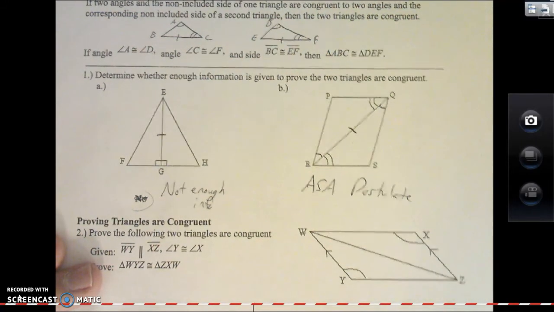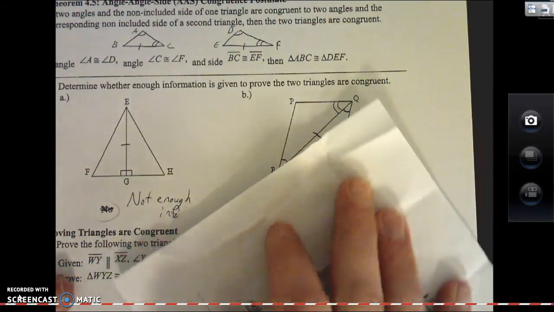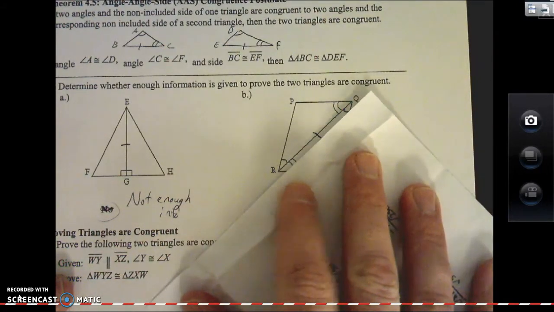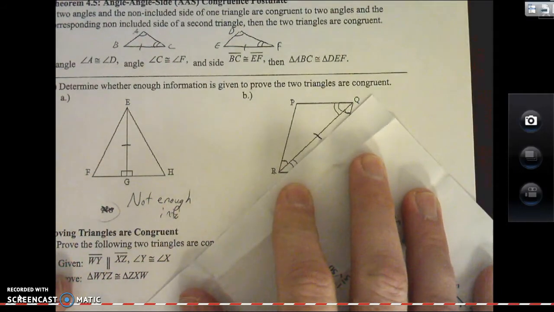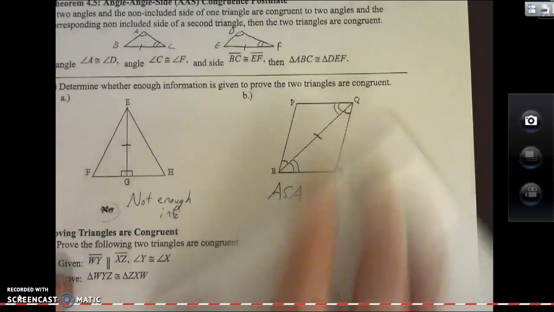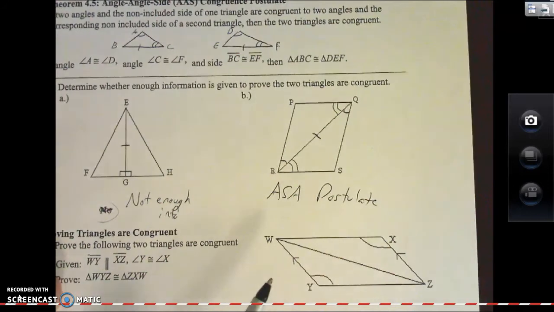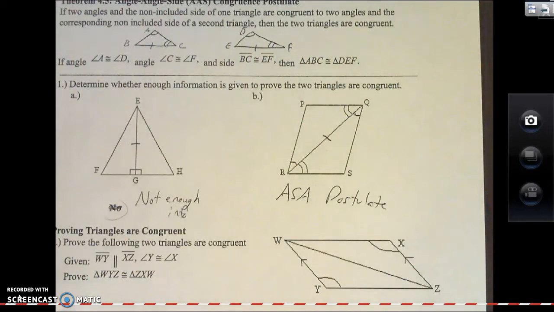So something that might help you, and it used to help me when I was doing this: I take a piece of paper and I cover up half of my parallelogram so I can see just the triangle on one side, and so I can see the pattern of ASA. Sometimes when you see that quadrilateral, the four-sided shape there, it throws you off, but good stuff.